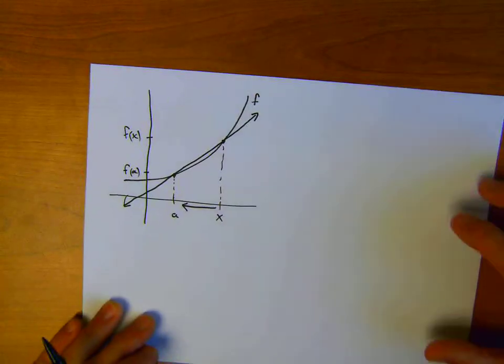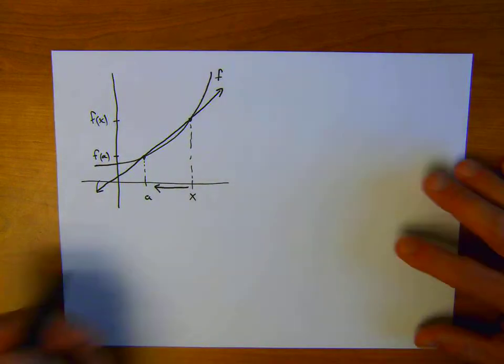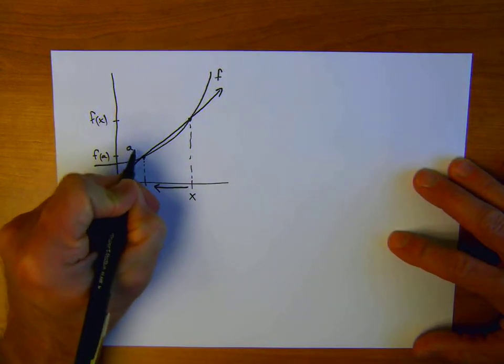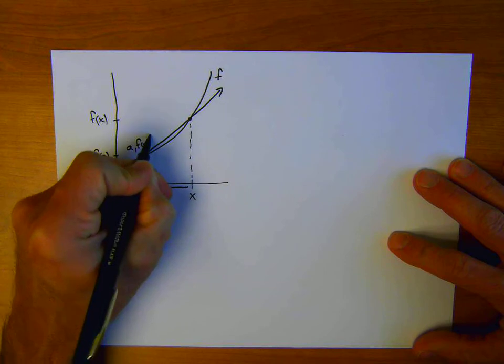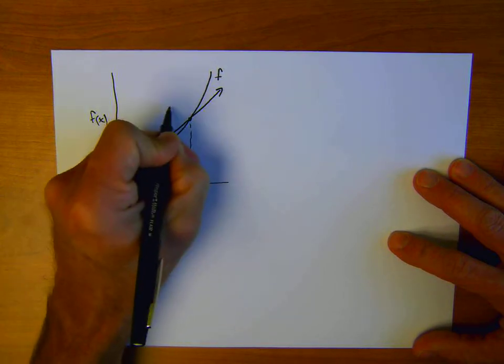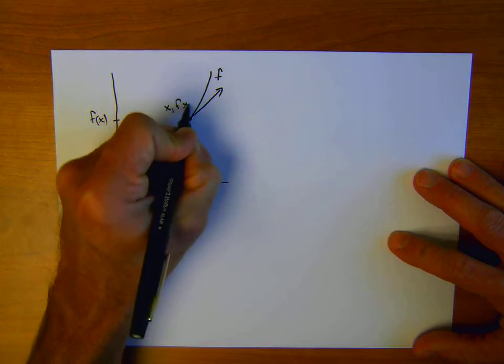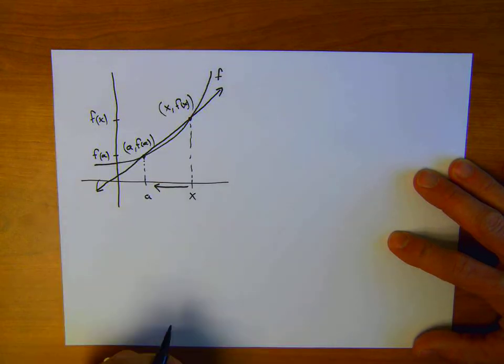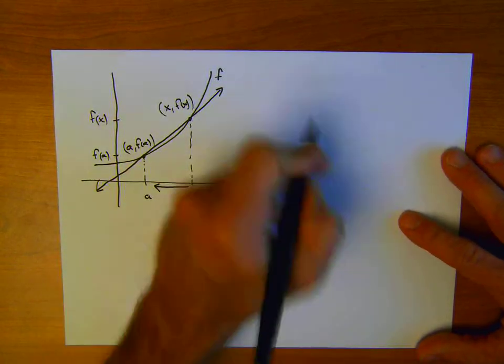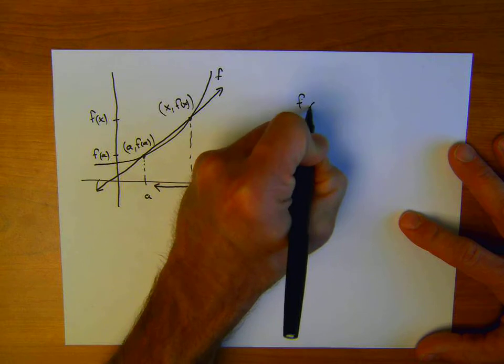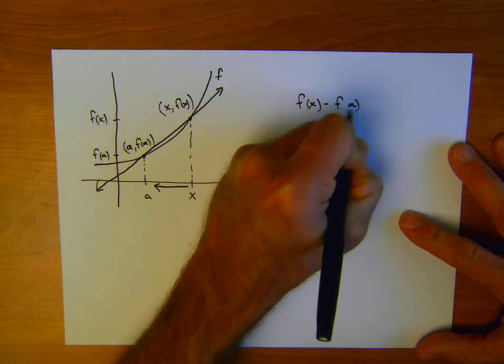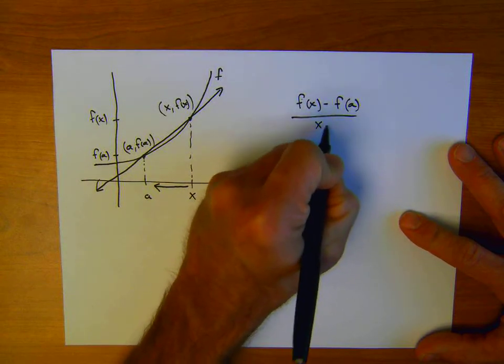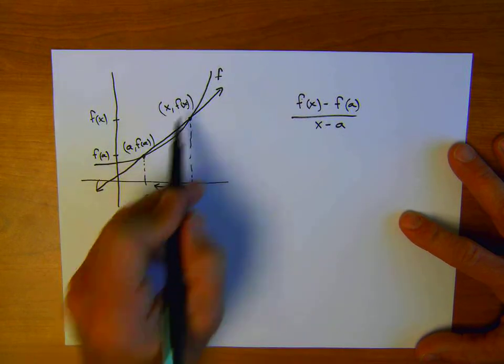After doing that, again, now let's think about what these points are. This is still f of a. That's what point that is. This point is x, f of x, an arbitrary point. Now again, the slope of the secant line is f of x minus f of a over x minus a. That's just the slope formula.